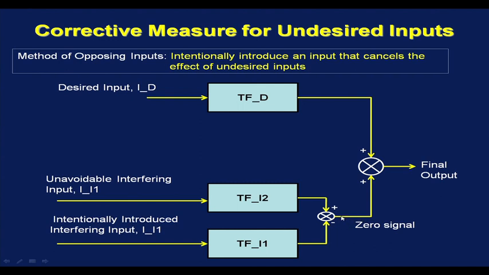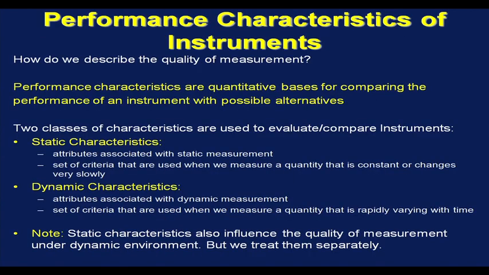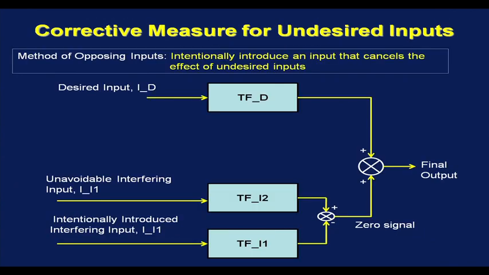So, this is essentially a zero signal. So, the final output becomes this component alone, or in other words, the final output becomes the result of desired input alone. So, let us now take an example of the method of opposing input.